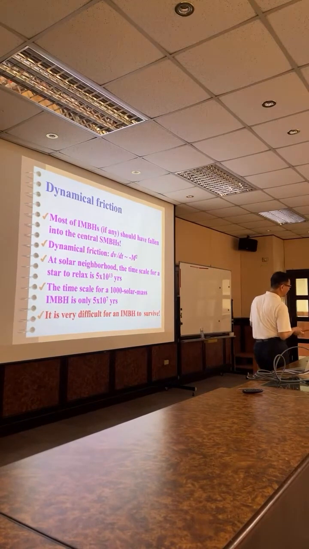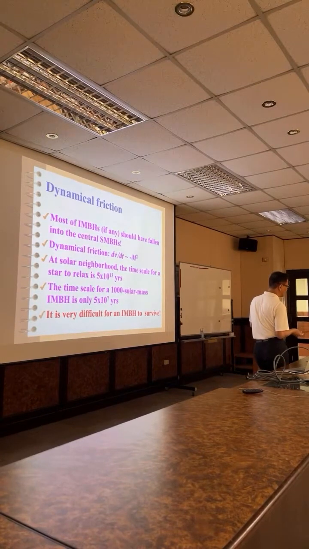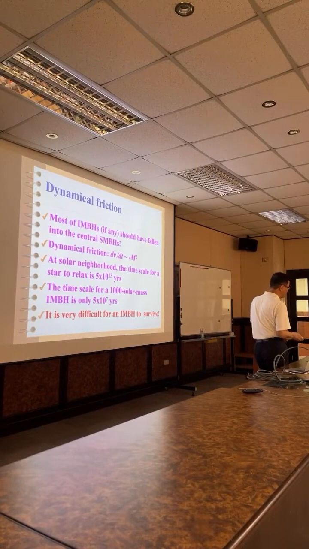What happens if an intermediate black hole just formed at the center of the globular cluster? It just stays there, right? Just like any other star. So why does it have to fall into the central star?